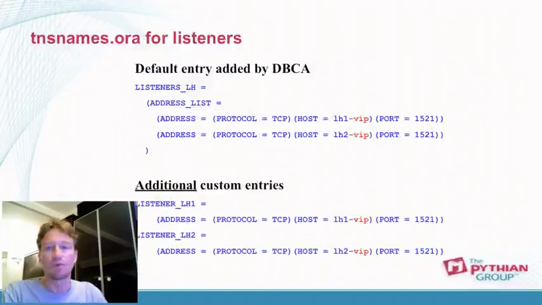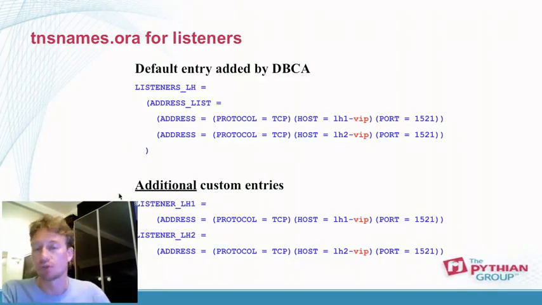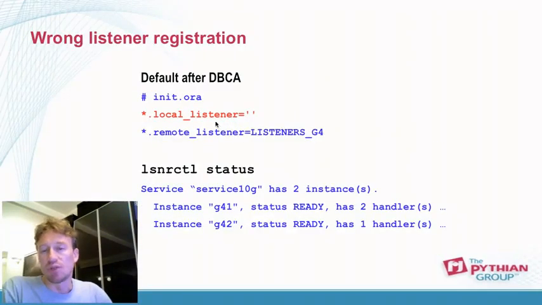So let's quickly review what the potential issues with the VIP configuration are. DBCA by default adds this connection descriptor to the tnsnames.ora file, and you would need to add a few more entries for the remote listener registration. For every host you would need the local listener with a local virtual IP. What else we need to do is fix local_listener, because DBCA leaves it empty. It only sets remote_listener.